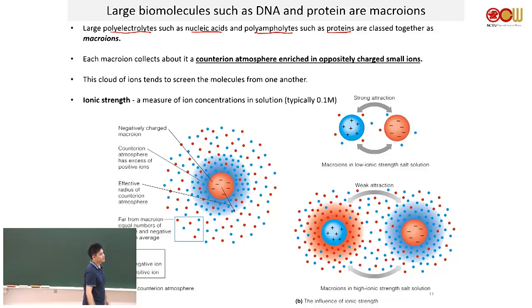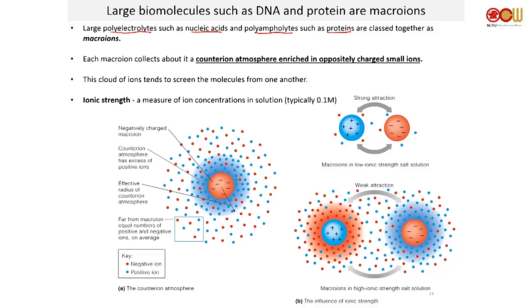So it's an electrolyte, whereas proteins are polyampholytes, and they're classed together as macro ions. Macro meaning big, and ions, you know what ions are. So they're like big ions. Each macro ion collects about it a counter ion atmosphere enriched in the oppositely charged small ion. In a way, it's actually very intuitive. Let's say you have a huge DNA right here. This red thing is DNA. And you know DNA has a lot of negative charge around it.